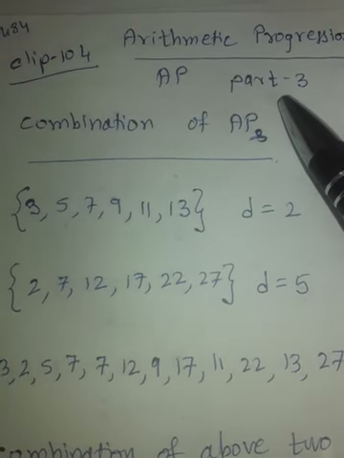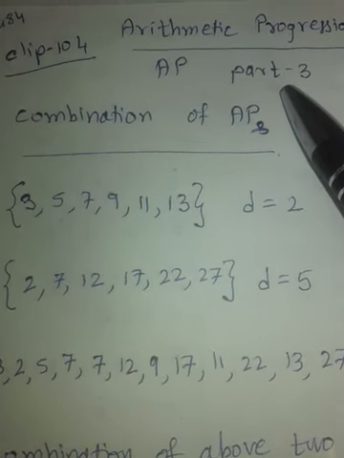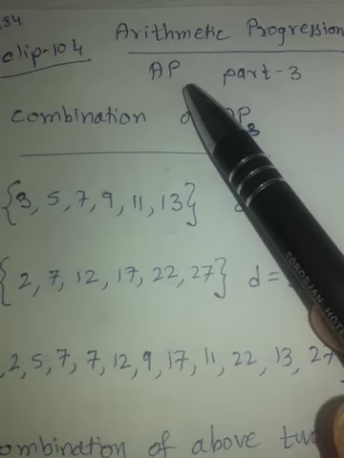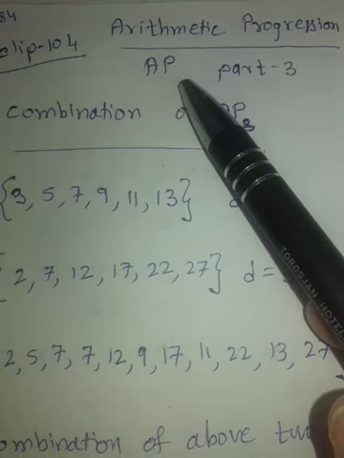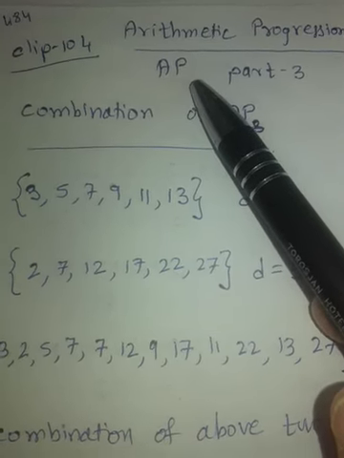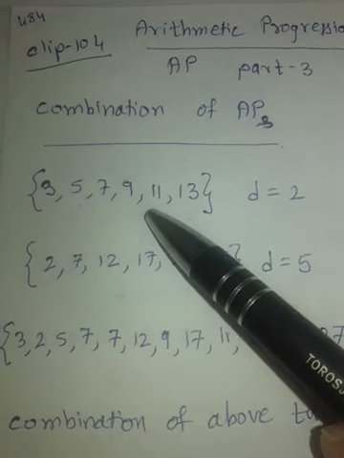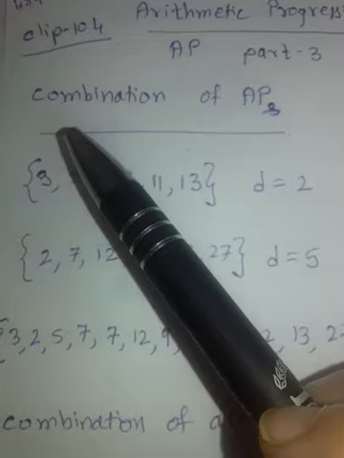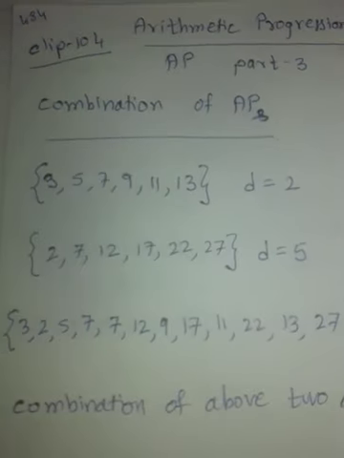In part 1 and part 2, that is the last two clips, we learned basic concepts of AP and the 4 formulas which we often use in solving examples. We also solved word problems based on AP. Today we are going to solve problems where 2 or 3 APs are combined together. So let's understand that.